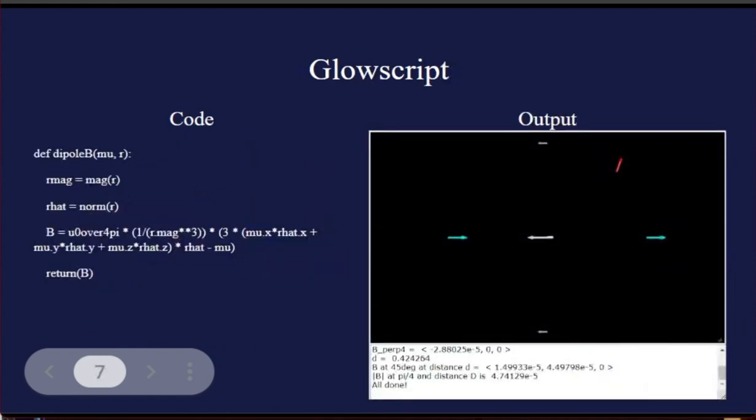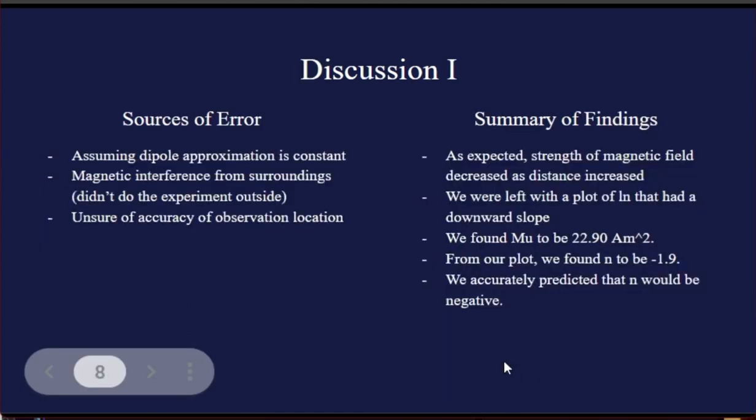And then in GlowScript, we were given a skeleton code to fill out with our vectors and our measurements. And then we are also required to write a function for calculating the magnetic field of the dipole. And here's that function here. And then here's the output of my code. And it just outputs the values that I already calculated by hand.